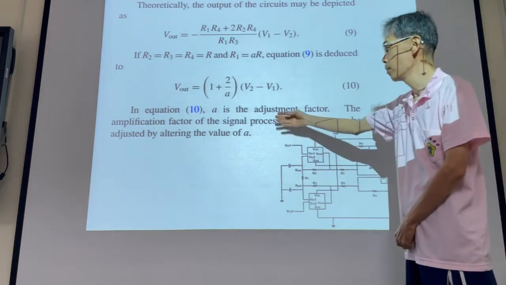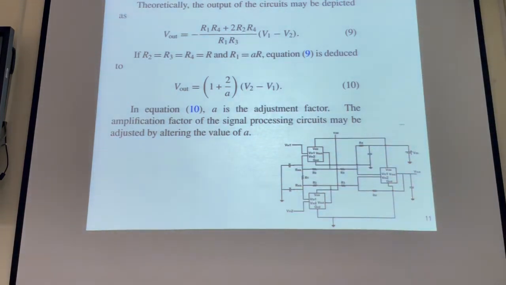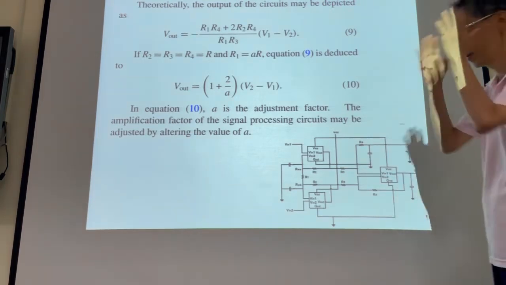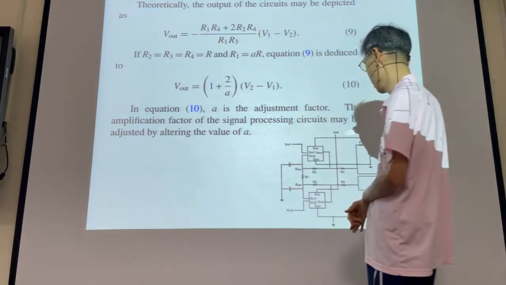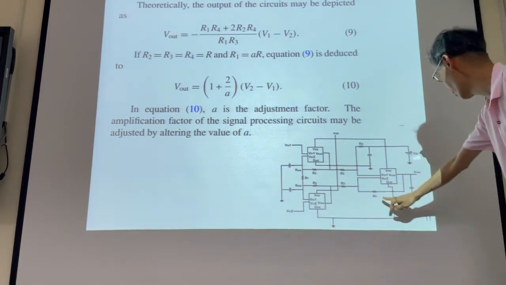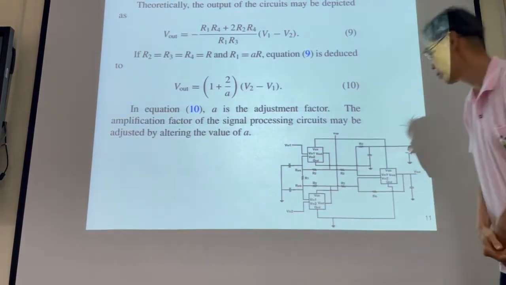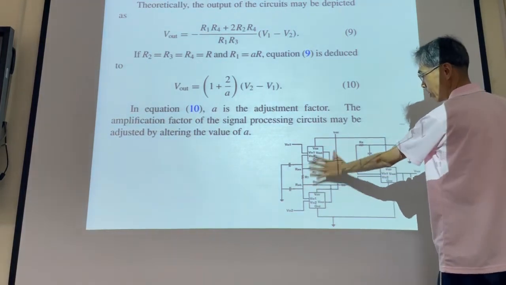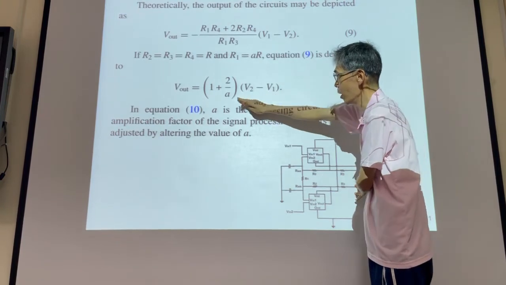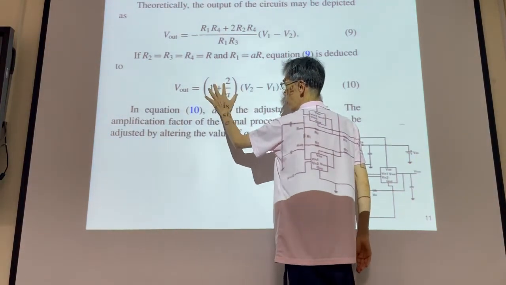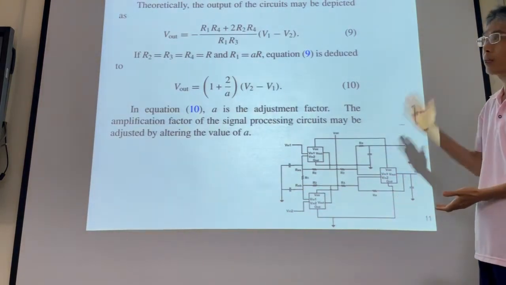Kyler, did you read this? In equation 10, A is the adjustment factor, the amplification factor of the signal processing circuits, which may be adjusted by altering the value of R. Yes. Sorry. So R1, R2, R3, R4 here. Sorry, they have nothing to do with piezoresistors. R1, R2, R3, R4 are here. So this is the relation. So A is the parameter they can adjust to get the amplification ratio of this circuit. Okay, next page.